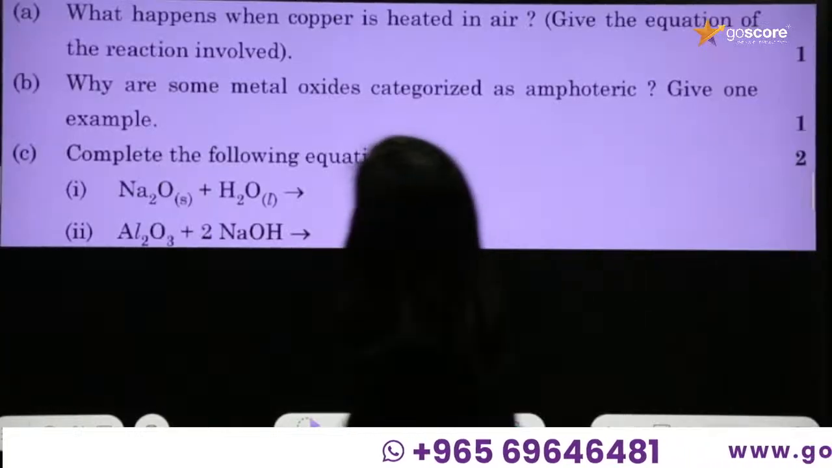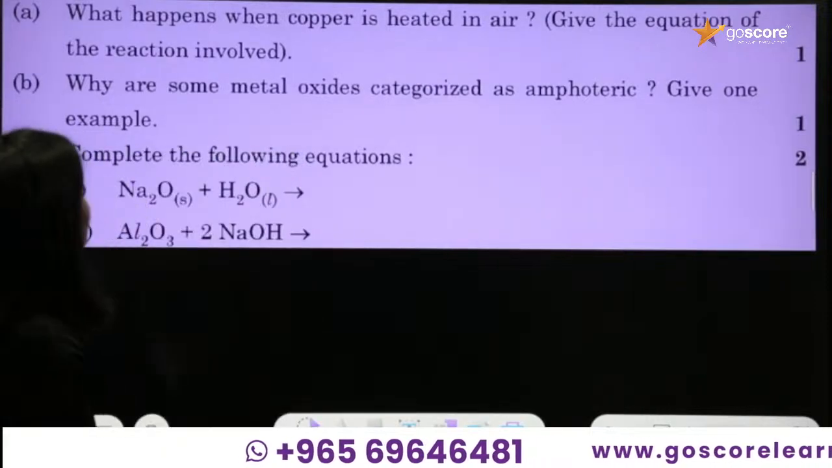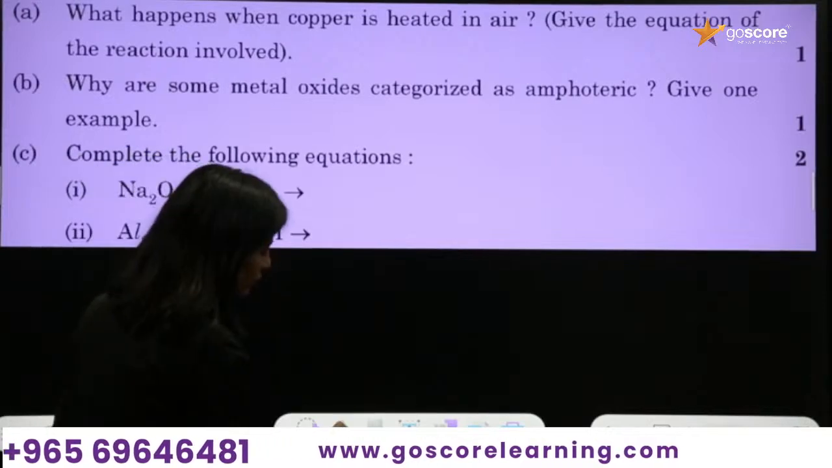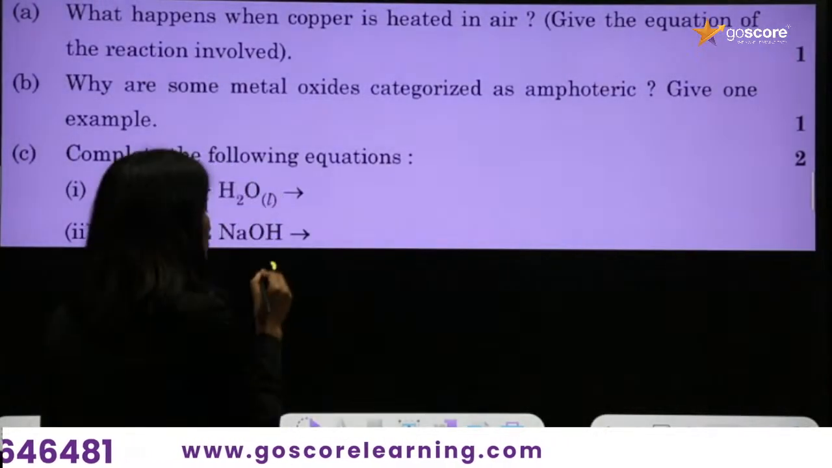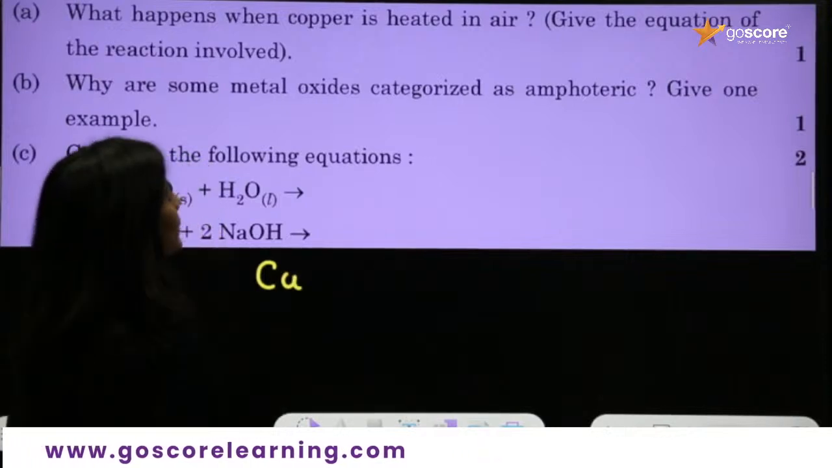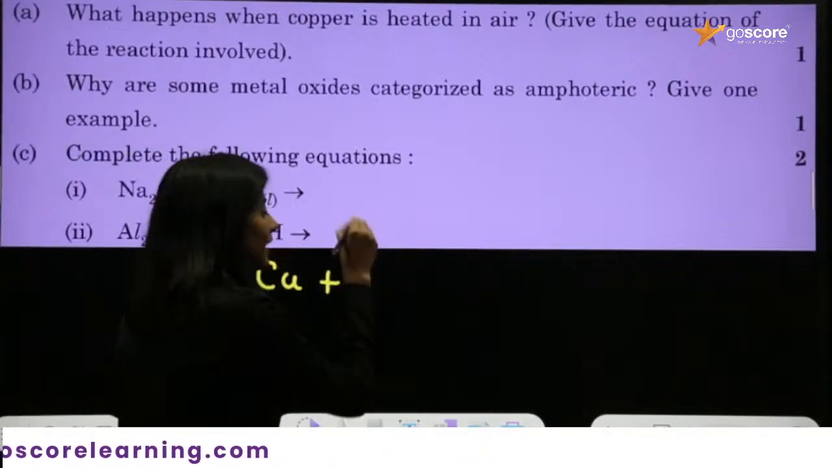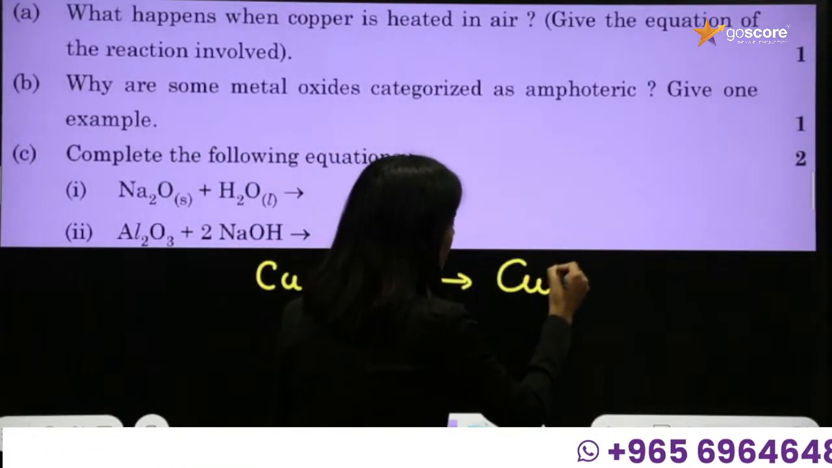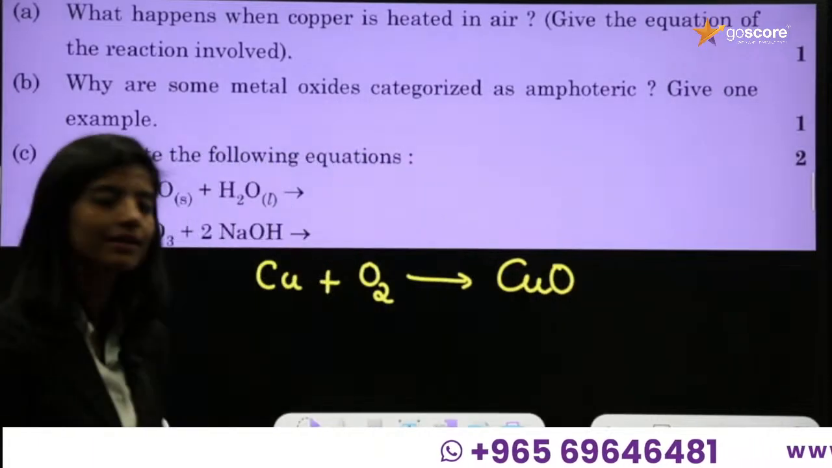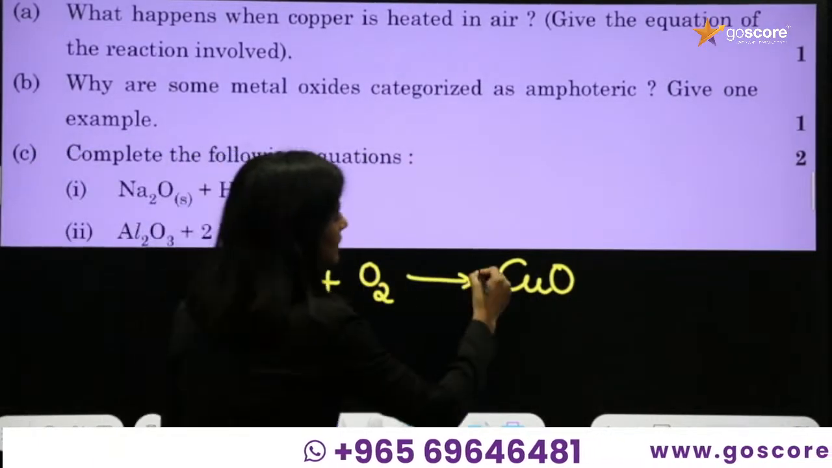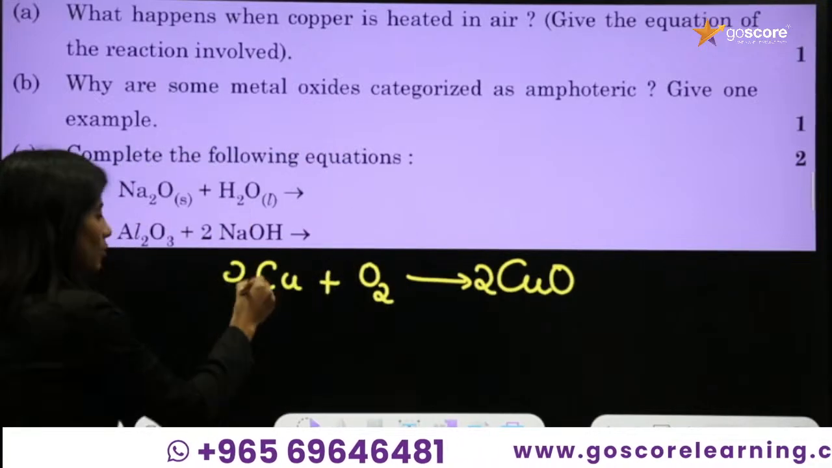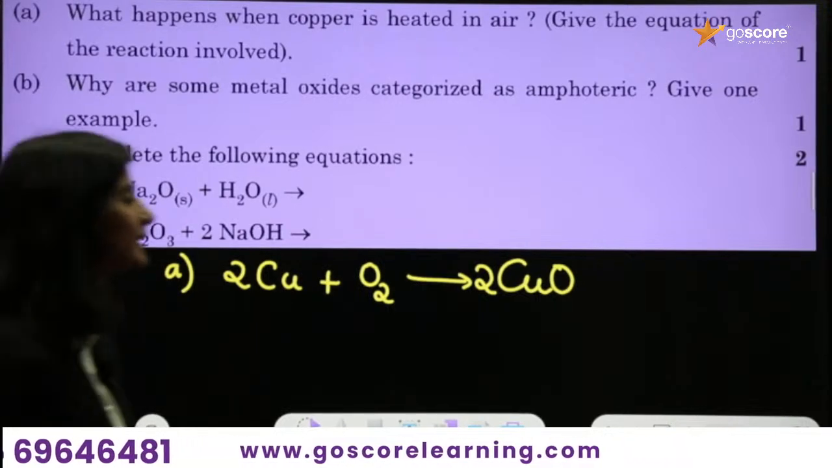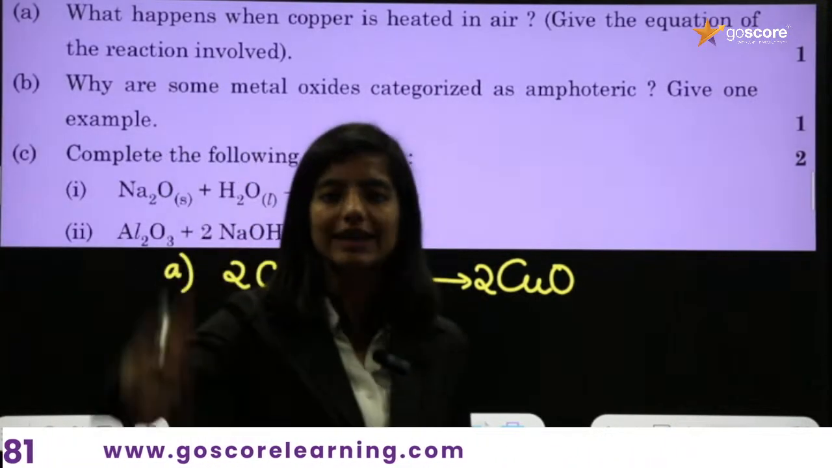What happens when copper is heated in air? Give the equation for the reaction involved. Okay, so copper is nothing but Cu. For that we have to change the color of the pen. Copper is Cu, heated in air. So definitely there will be some oxygen, and we are going to get copper oxide, which is black in color, right? Balance it: 2 Cu plus O2 gives 2 CuO. Balance the chemical equation, that will get you the mark. So what happens when copper is heated in air? We get copper oxide, which is black in color.